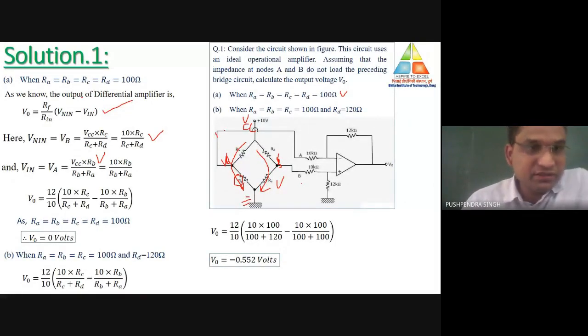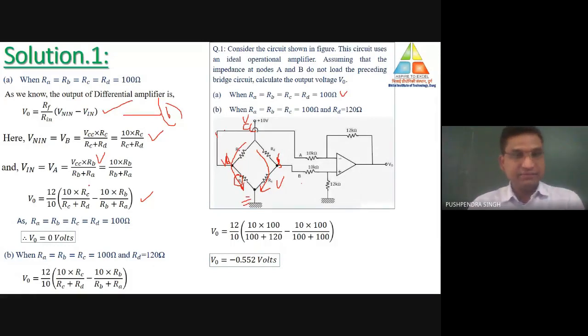Just substitute over here in equation number 1 the value of non-inverting and inverting terminal voltage. So that is the expression after substituting. Here the values of RA, RB, RC and RD, all the resistances are the same. So when the same, both will be cancelled out. When it is cancelled out, the value of V0 is equal to 0. So if the bridge is balanced, on that condition, the output voltage will be 0. In case of balanced bridge, output voltage is 0.